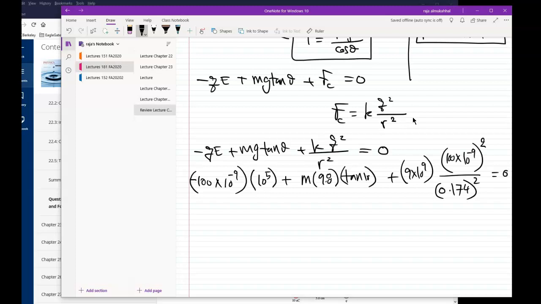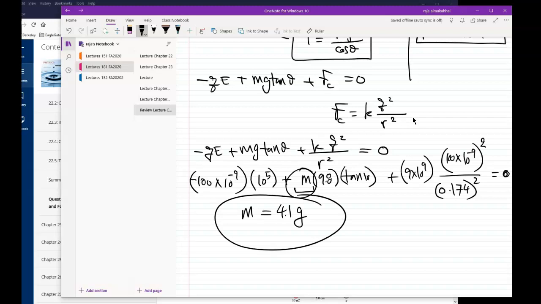And then be careful with your calculator. You may make mistakes. I made some mistakes when I was doing it yesterday. Anyway, if you work it out, you basically want to solve for m right here, and the answer that I got is 4.1 gram. Okay?